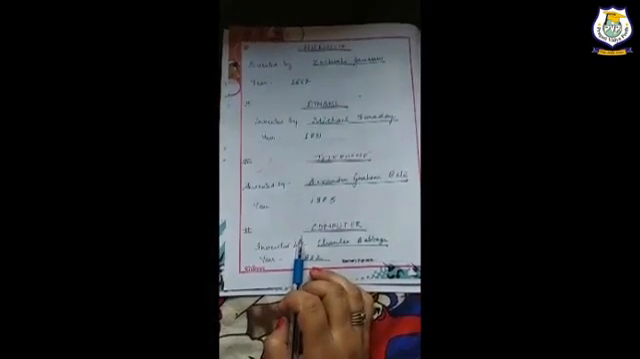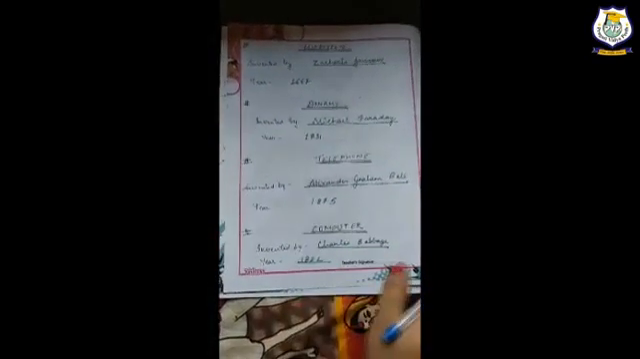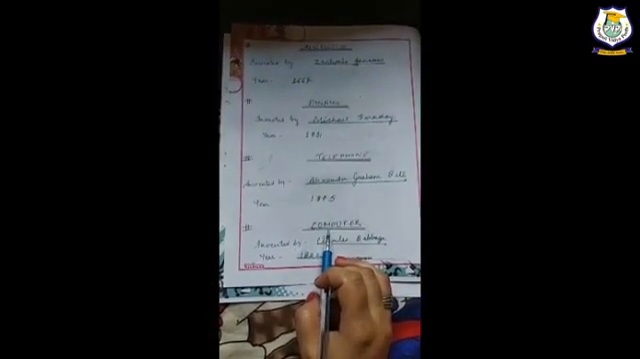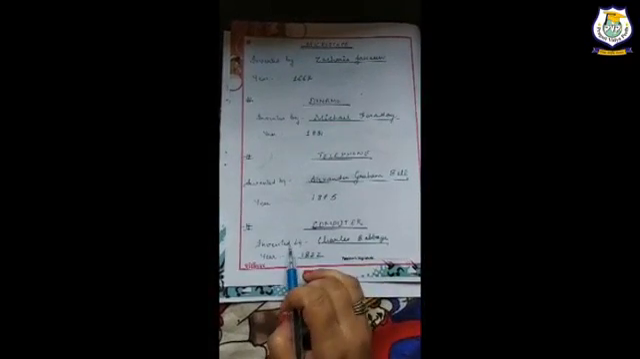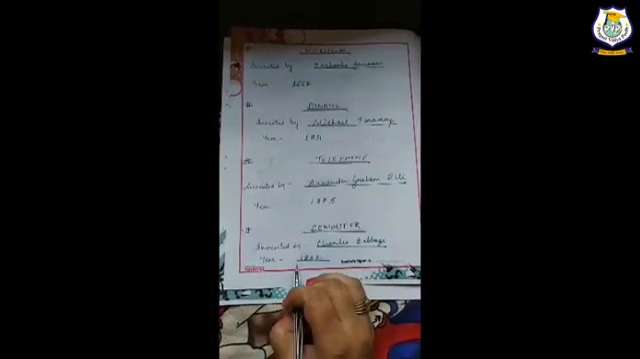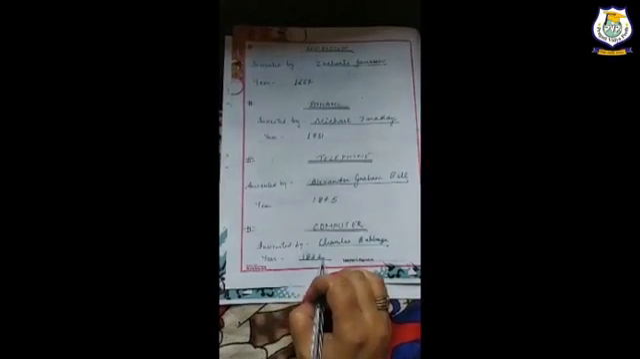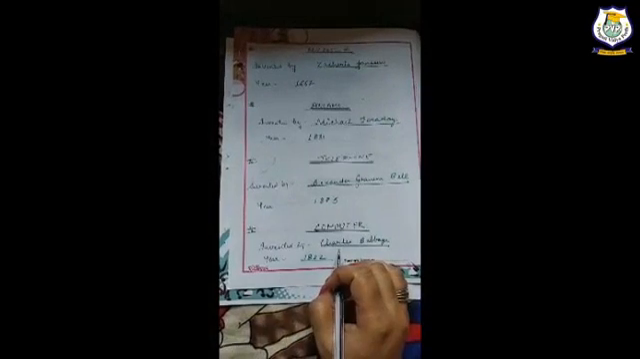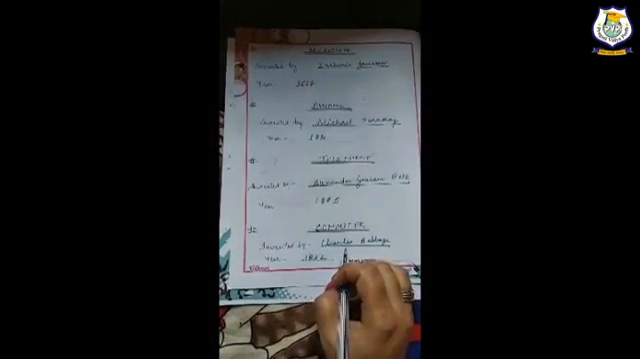Now, our next invention, computer. Students, as you very well know that computer was invented by Charles Babbage in the year 1822. He is also known as father of computer.